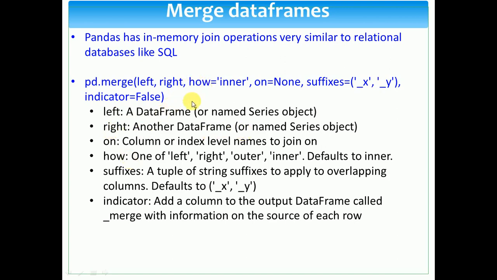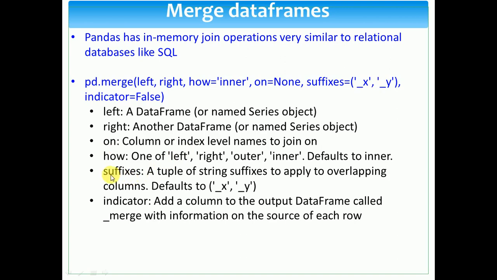Then another thing is on. On is another important thing, and typically the default value is none. On is a column or index level names to join on, because now you are going to create a join which is similar to the way in which we do it in databases. That particular thing you require to mention, and for that you require to mention on. So that is the column name to join on. Obviously when we do the hands-on demo, this will be clear.